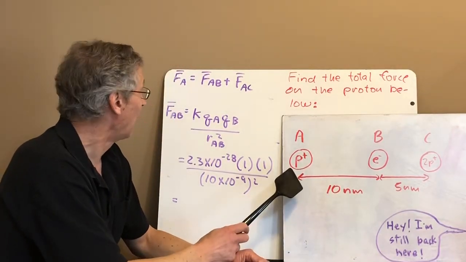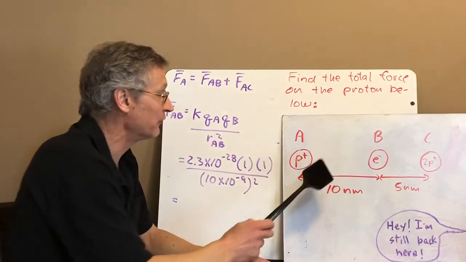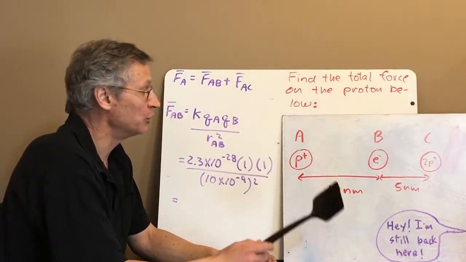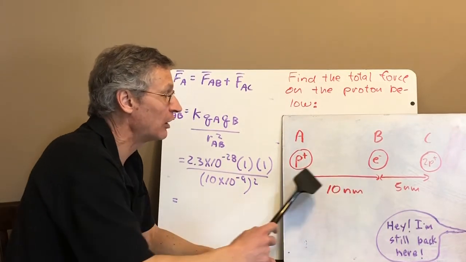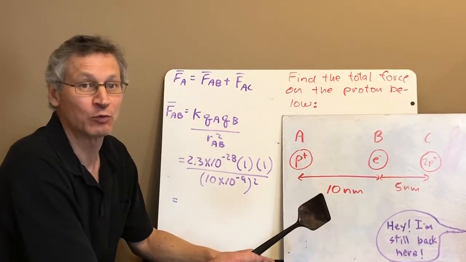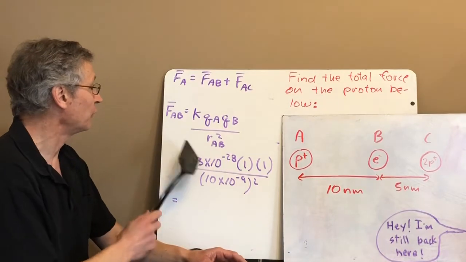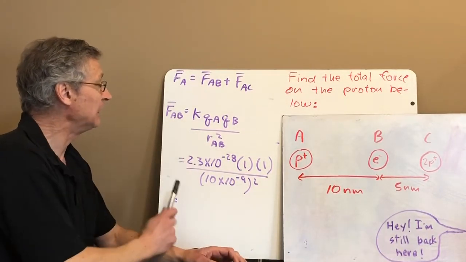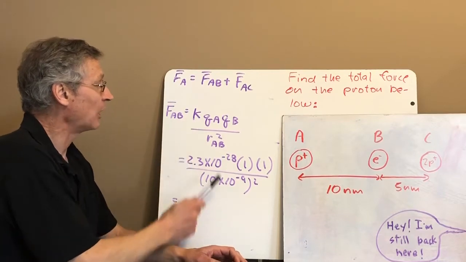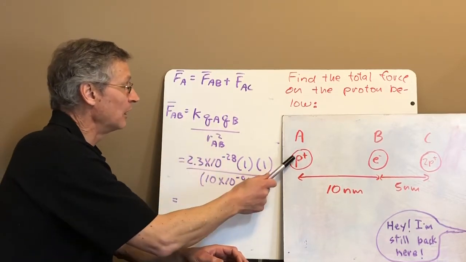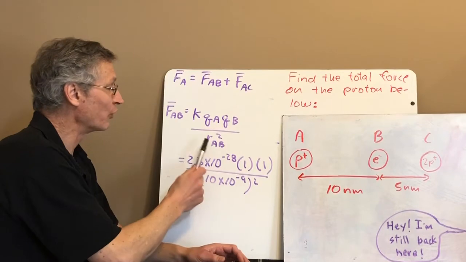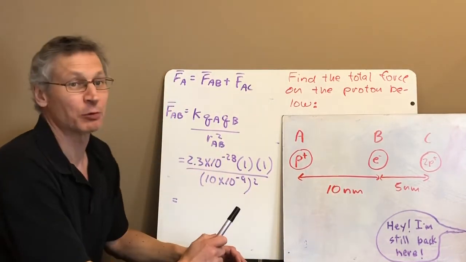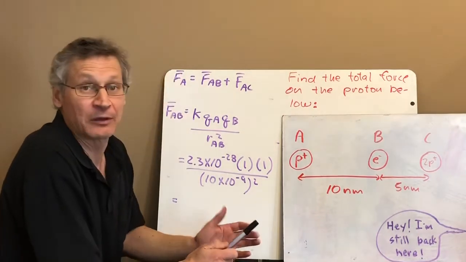Now let's calculate the force at A due to B, the force on the proton due to the electron. So of course you've got two charges there, so you're going to be using Coulomb's law. And here it is. The force at A due to B is going to be equal to K times the charge at A times the charge of B over the distance between A and B all squared. Okay. All right, let's substitute in.